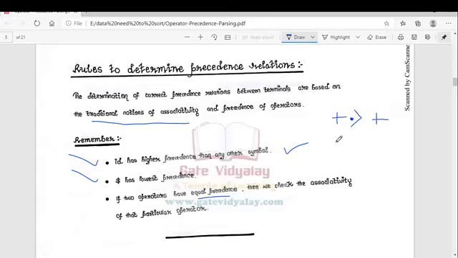Again, if we have two operators of equal precedence, how can we determine which operator has the highest precedence? For this, we will check their associativity. As we know, the multiplication sign is left associative, so its precedence is towards the left side, meaning it has higher precedence and this one has lower precedence.